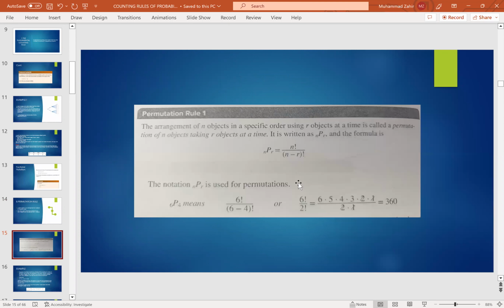The arrangement of n objects in a specific order using r objects at a time is called a permutation of n objects taking r objects at a time. It is written as nPr, and the formula is nPr = n! / (n - r)!. The notation nPr is used for permutation. For example, 6P4 means 6! / (6 - 4)!, that is 6 × 5 × 4 × 3 × 2 × 1, and the common terms are divided out, then we multiply the rest, and the answer is 360.